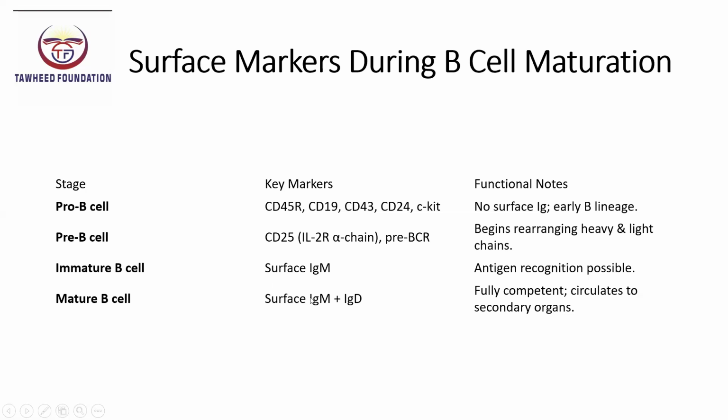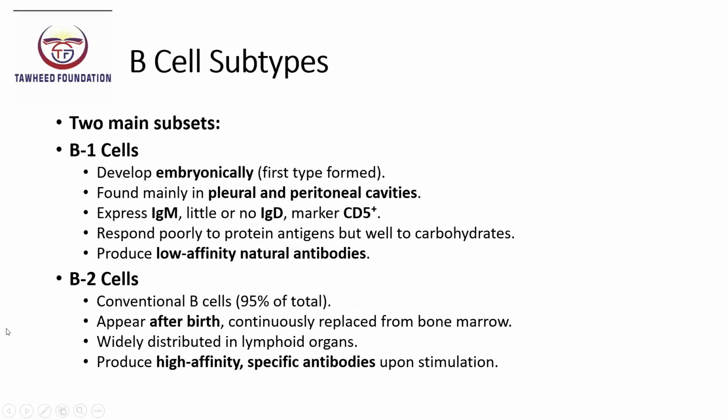Immature B cells begin to express surface IgM, enabling antigen recognition. Mature B cells display both IgM and IgD, making them fully functional and capable of circulating to secondary lymphoid organs. These marker changes are crucial for identifying each developmental stage and diagnosing B cell related diseases.